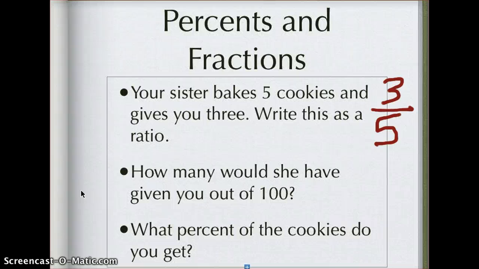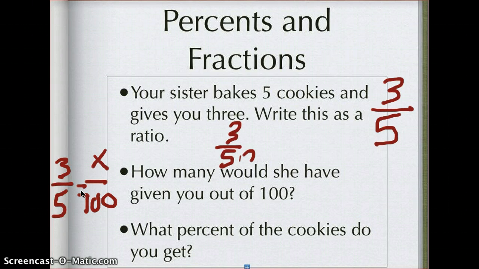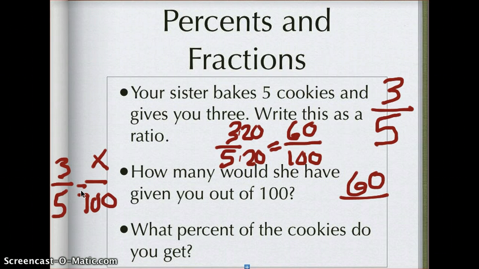So there are 2 ways to do this. One of them, you could have set up 3 over 5 equals x over 100 and cross multiplied. Or you could have said I have 3/5, 5 times 20 equals 100, so I need 3 times 20, and that's 60. So the answer to the second question is 60 out of 100. What percent of the cookies do you get? Pause the video and think of this. Hopefully you said 60%. Out of 100 cookies, you got 60. 60 per 100. 60%.